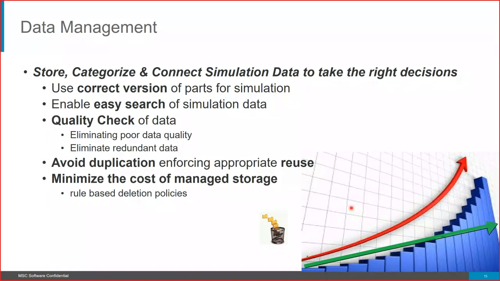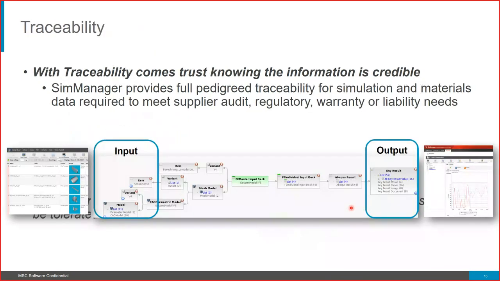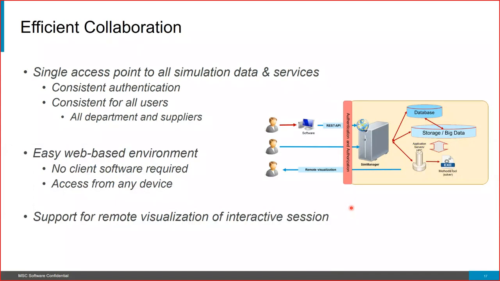So in quick summary, key focus areas for today were data management. How do we store, manage? How do we reduce this exponential increase in the volume of data that people generate? And how do we qualify the information as being high quality, low quality, appropriate, something we want to keep, something we want to delete? And ultimately, in a lot of cases, how can we reduce the cost of managed storage through rules deletion policies? We've got traceability, clear, unambiguous audit trail of how data was generated, and of course, efficient collaboration with other users in the organization.